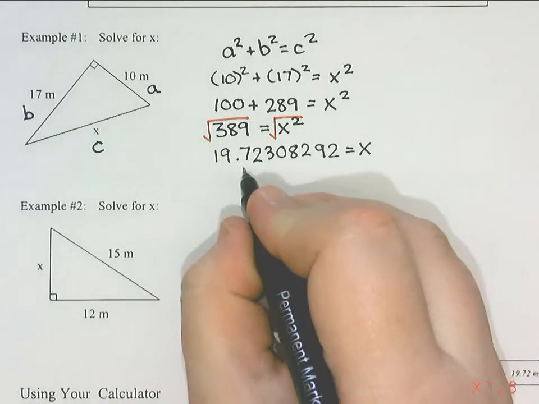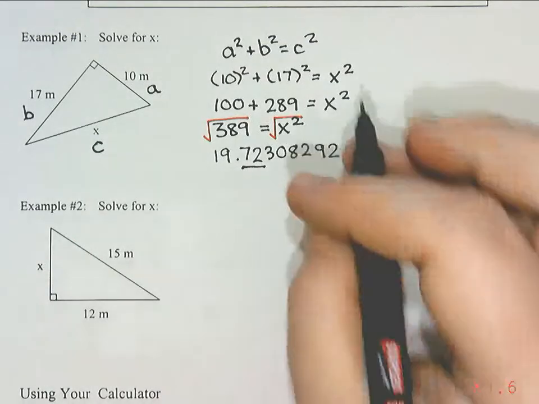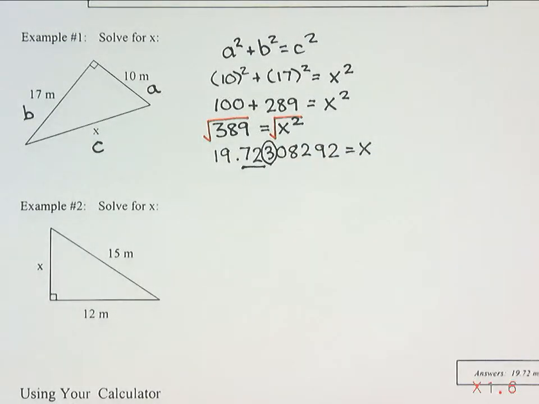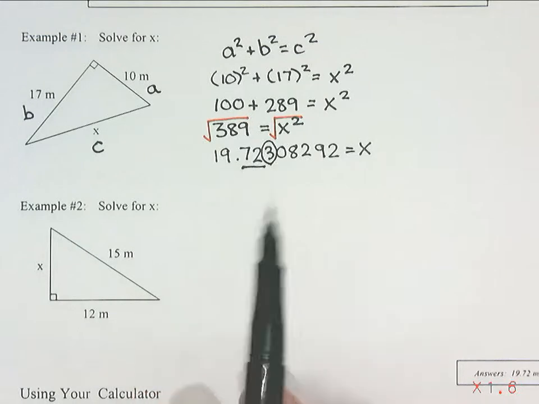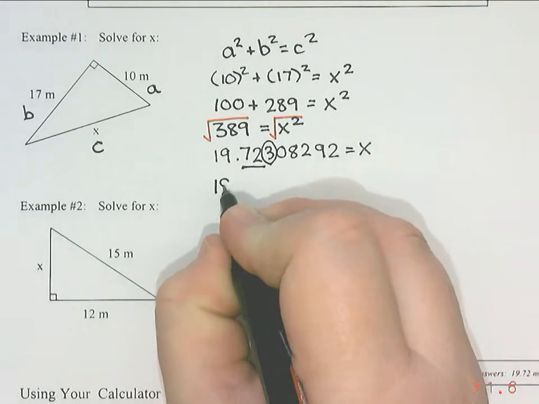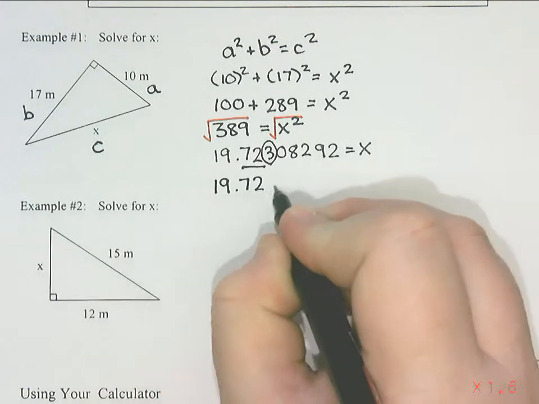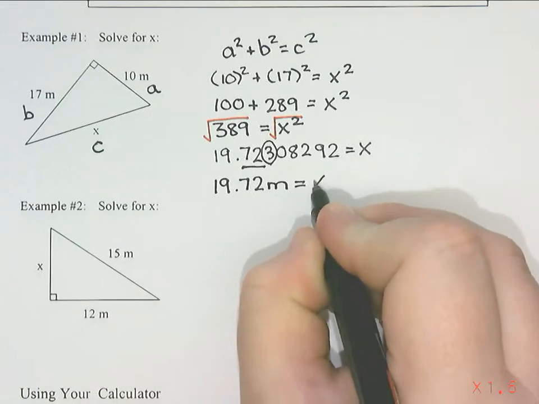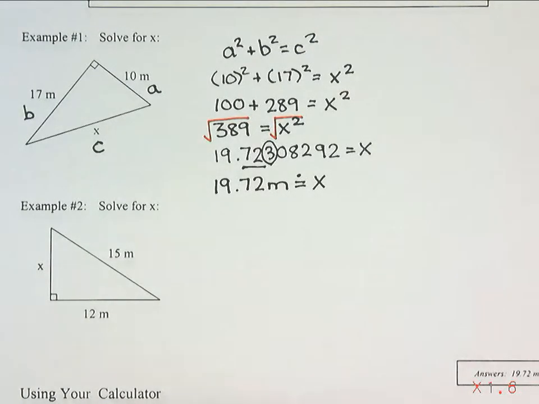And I like to keep two decimal places, so I keep the 72. I look at the next number, which is a 3, which tells me I want to leave it as is, and x is approximately 19.72 meters. I put a dot over the equal sign to show that I rounded.